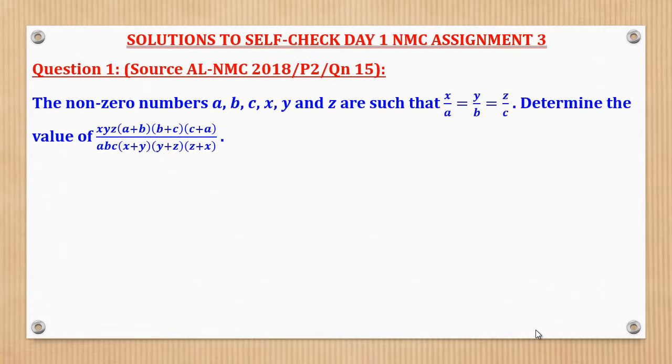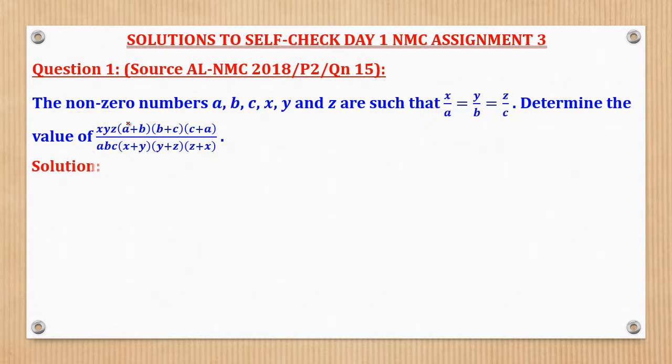So that brings us to the end of assignment 2. Now we shall go to assignment 3. Question 1 of assignment 3 says, the non-zero numbers a, b, c, x, y, and z are such that this is true. Determine the value of this.